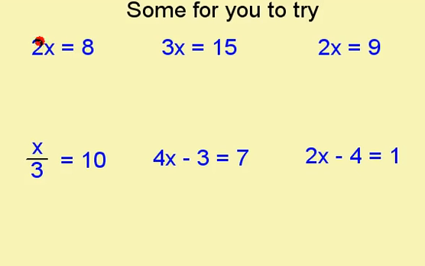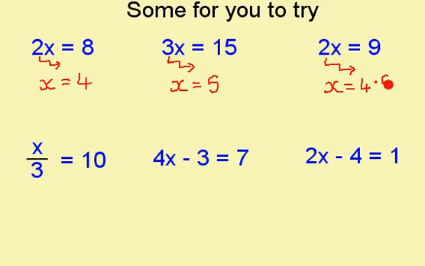So on this question, we use escalator. 2 goes down the escalator. X equals 8 over 2, which is 4. Escalator on this one, the 3 is going to go down the escalator. X equals 15 over 3, which is 5. Escalator on this one, the 2 is going to go down the escalator. X equals 9 over 2, which is going to give me 4.5. On this one, we've got a 3 going up the escalator. So x equals 10 times 3, which is 30.